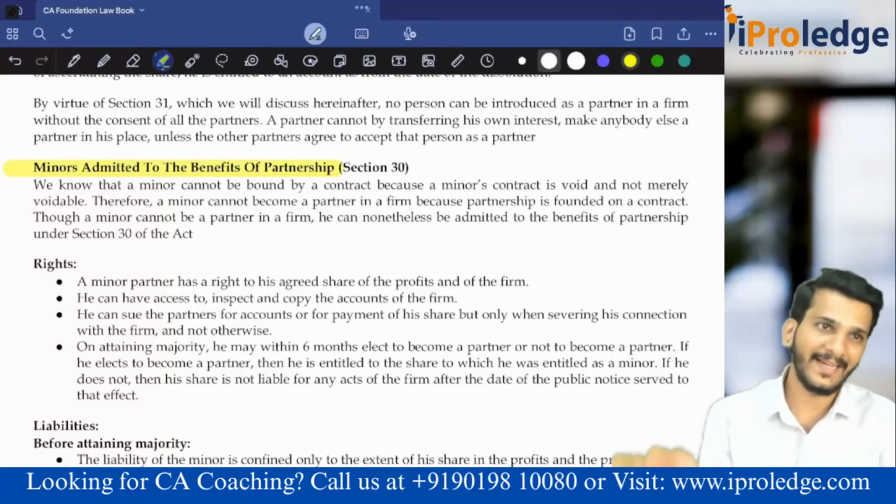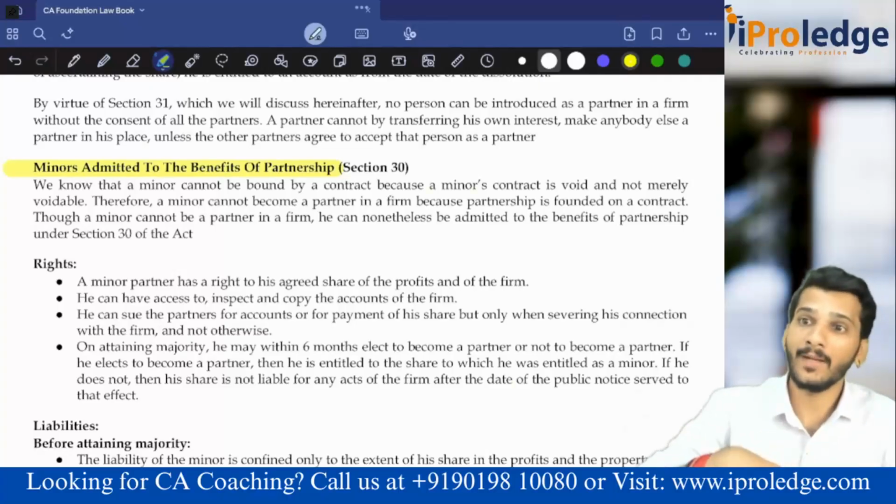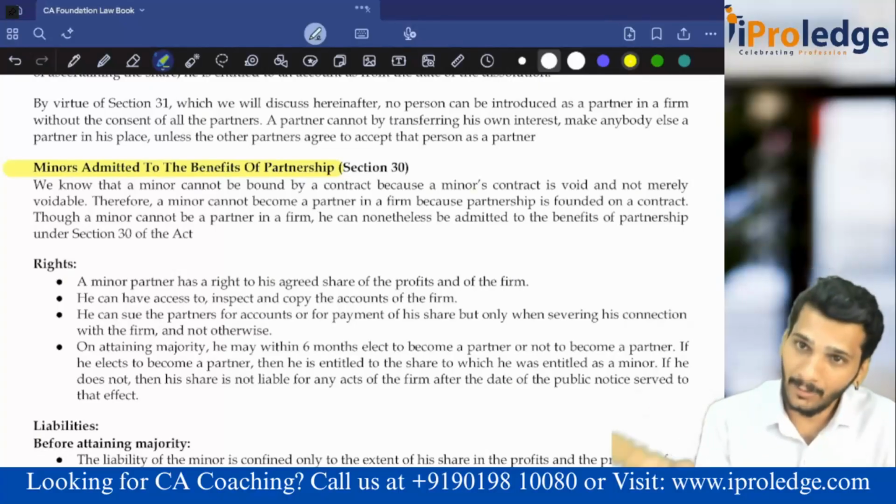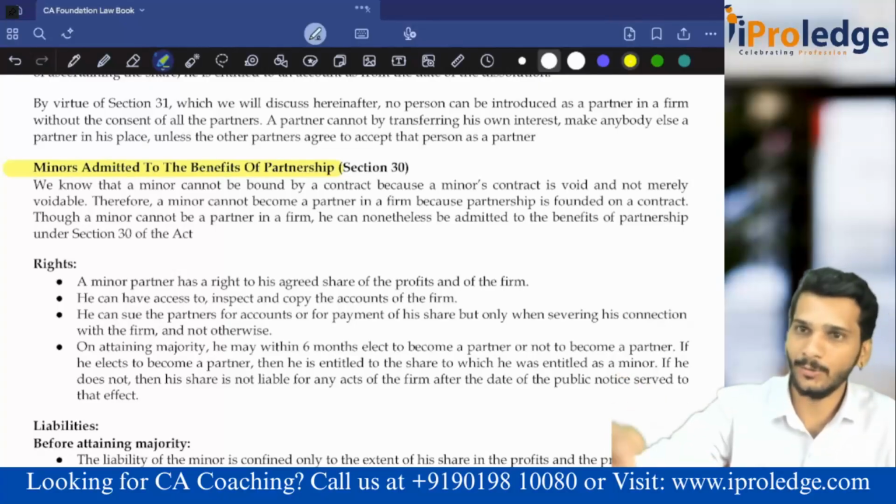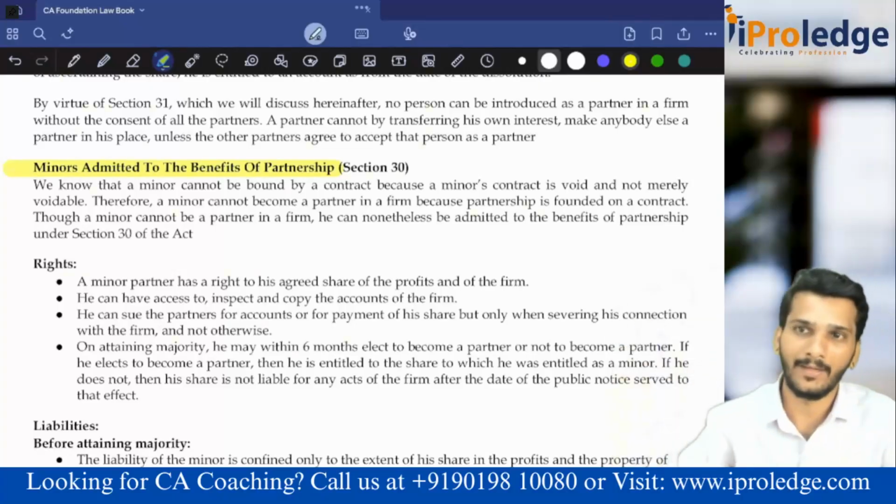If he accepts within 6 months that he is going to act as a partner, then for whatever liability was incurred from the moment he was admitted for the benefit of the partnership firm, this minor who has become a partner will become liable.